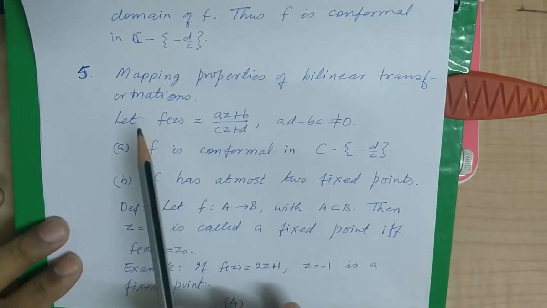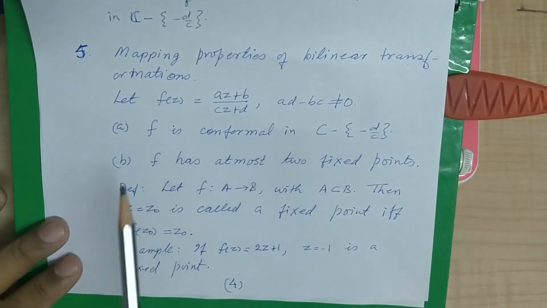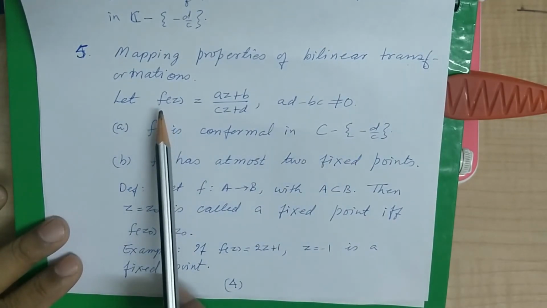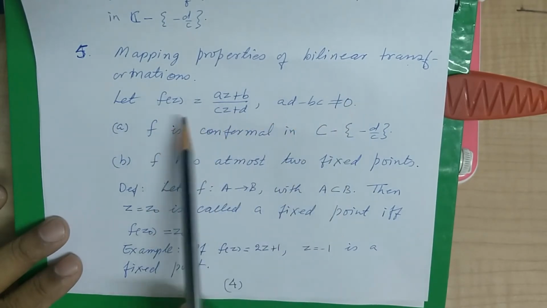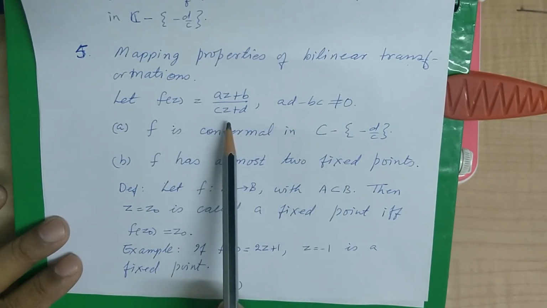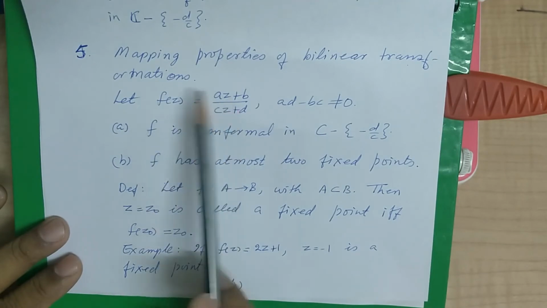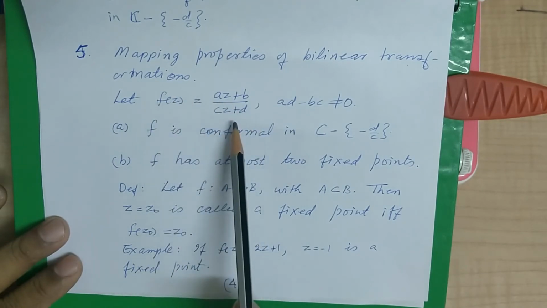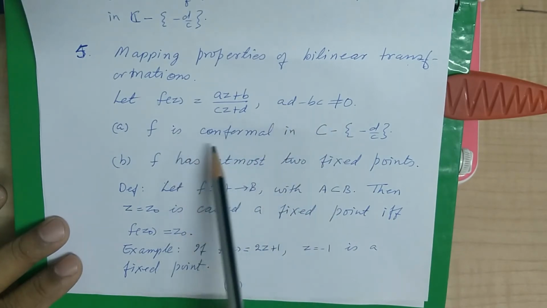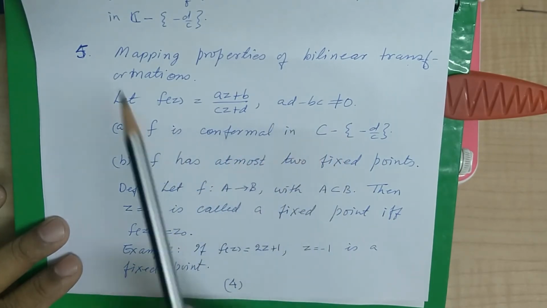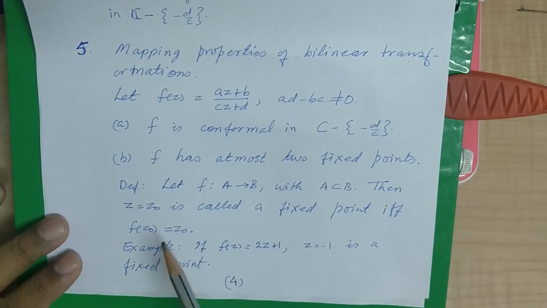Let's come to the mapping properties. So we look at the mapping properties of bilinear transformations. We just noted that bilinear transformations of this kind, where AD minus BC is not equal to 0, are conformal. So this is just a repetition of what I just said some time ago.